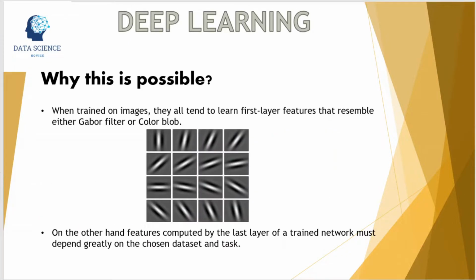Why is this possible? Because modern deep neural networks exhibit a curious phenomenon. When trained on images, they all tend to learn first layer features that resemble either Gabor filters or color blobs. On the other hand, features computed by the last layer of a trained network must depend greatly on the chosen dataset and task. So we can say that if the first layer features are general and last layer features are specific, then there must be a transition from general to specific somewhere in the network.